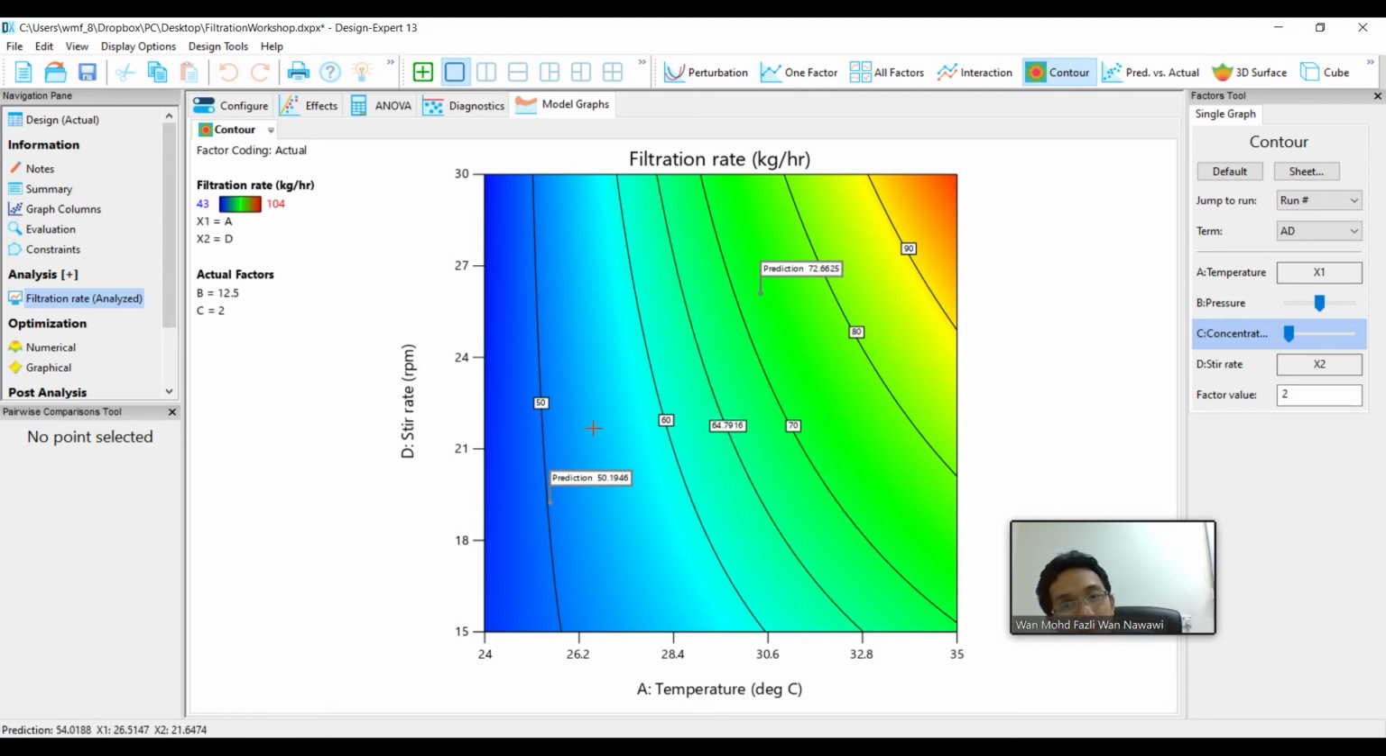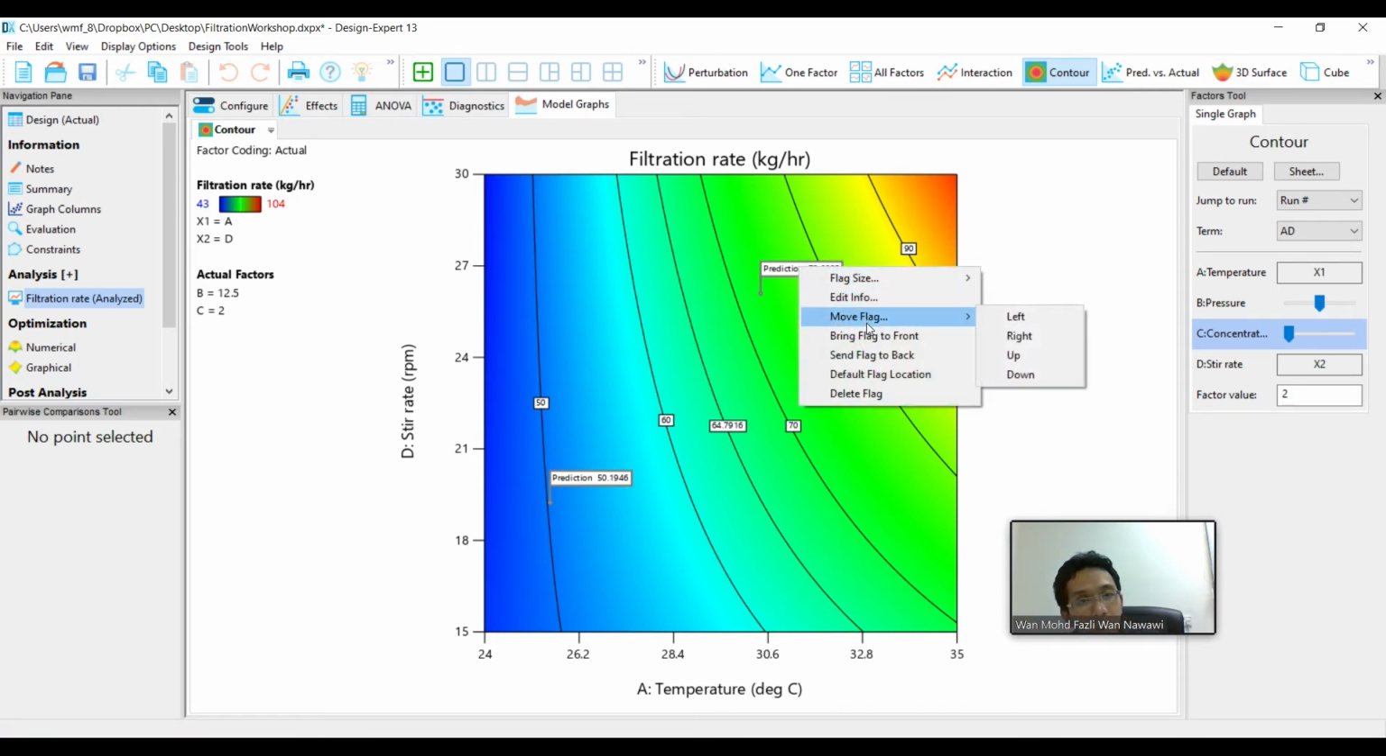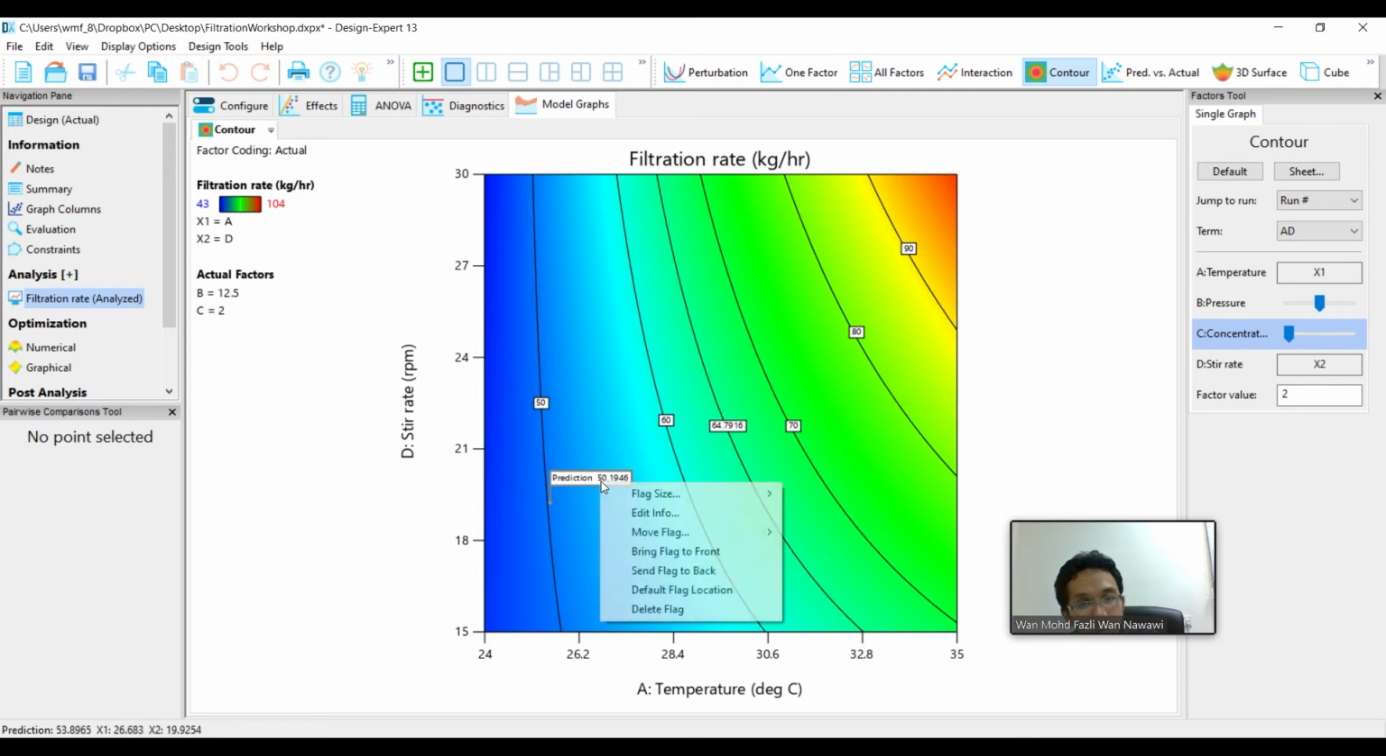So the color here, you have hot and blue. The hot one, the warm yellow or red one here, basically the color represents the response. The hotter the color, the higher the response. So you want to get something here. You see the prediction, the flag here is 50, the flag here is 70, so it goes higher and higher. To remove the flag, just right click and then delete flag. Okay, so basically that's the idea.